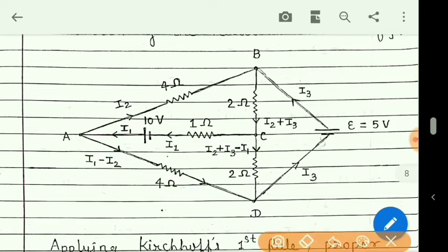Also, it is not a restriction for you to start with point A only. You can start from any point out of the three given points. So if I start with point A and move clockwise, then the positive of the battery is there. You can see this is a 10-volt battery. So which terminal is there? Positive. So I'll write plus 10.